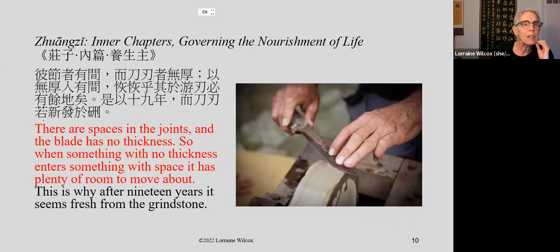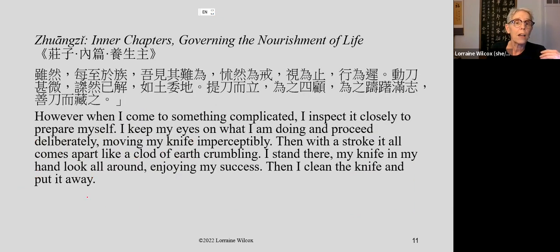So here's the part, I mean, the first thing is, yeah, he's perceiving it through his spirit and not through his physical eyes. But here's what he says that I think is so relevant to inserting the needle. There are spaces in the joints and the blade has no thickness. So when something with no thickness enters something with space, there's plenty of room, there's no resistance. And so the points are actually, the word doesn't mean point. The Chinese word doesn't mean point, it means a hole, an opening. So there are spaces in the points, in the holes, in the openings, and the needle has no thickness. So how could there be resistance when you insert the needle? And so after 19 years, his knife still seems fresh.